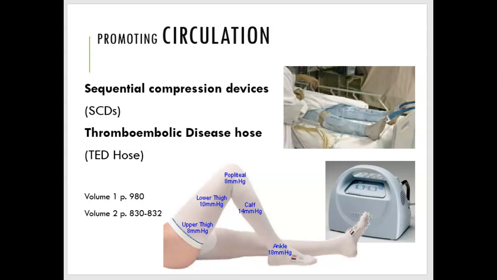So one of the things that we can do to help promote circulation is sequential compression devices. You will see on here that the stockings, we call them the stockings part, are on the lower legs. They do have some that go around the thighs and the lower legs. So it just depends on what your facility has or what the doctor orders. And these are not difficult to use.